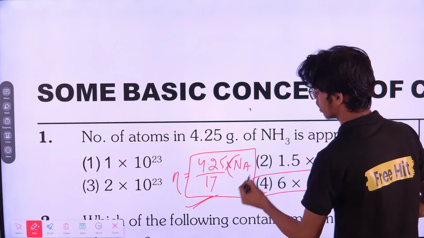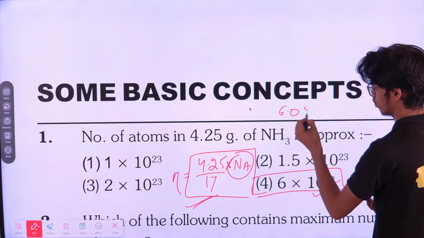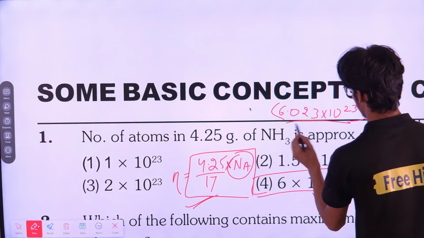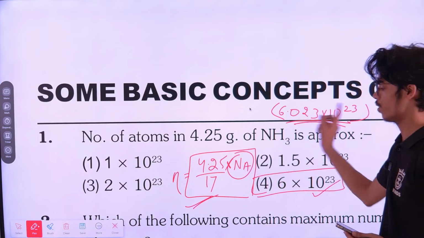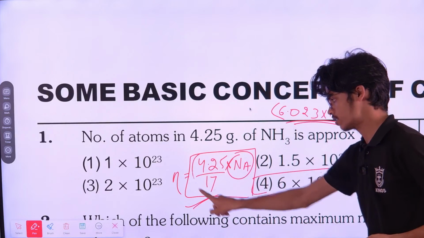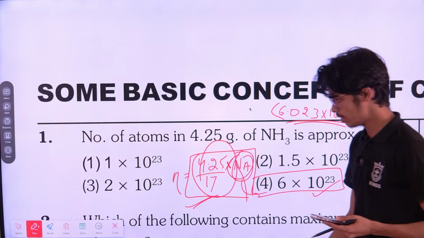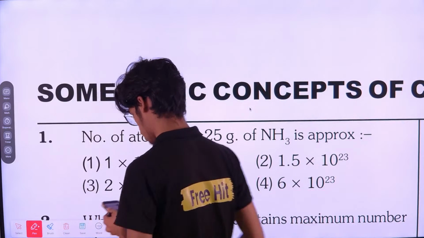What is the value of Na, by the way? Na is 6.023 into 10 to the power 23. Got it? This is the value of Na. If you put it, you will get the number of particles. This is number of moles into Na, you will get number of particles. Understandable? Let's go to the next problem.